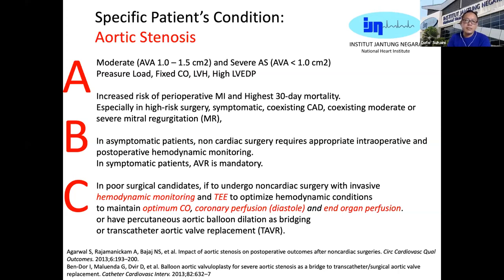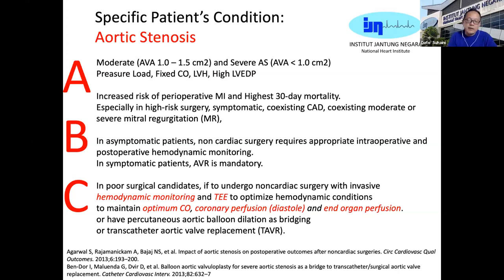In this condition, the left ventricle is facing a high pressure load. It is pumping against an obstruction. The cardiac output is fixed, resulting in severe left ventricular hypertrophy and high left ventricular end diastolic pressure. So A, we need to understand the etiology. What caused the aortic stenosis? Is it degenerative? Is it congenital, bicuspid, for example? Or is it iatrogenic from intervention?